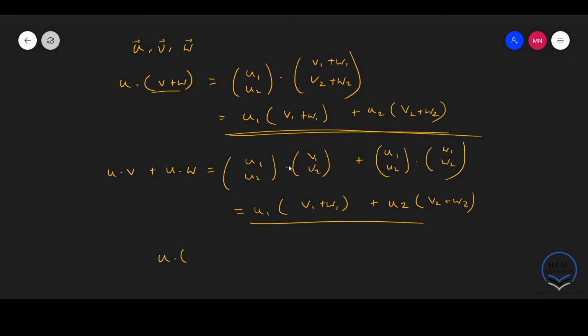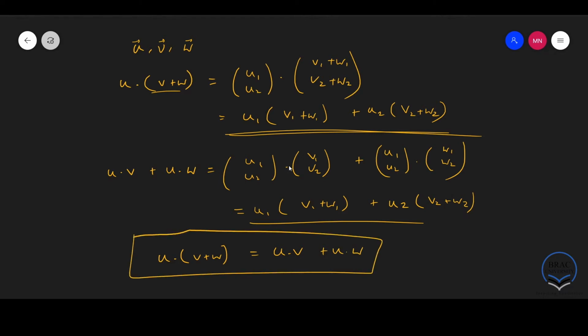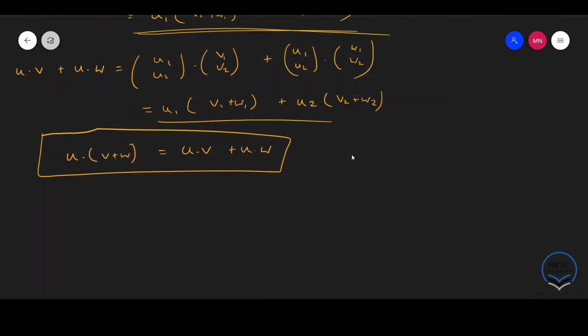So u dot the sum of the two vectors v and w is equal to u dot v plus u dot w, right? We have just shown this for all vectors u, v, and w. So from this, we can very clearly see that the dot product is also distributive, right? The dot product is very obviously distributive.